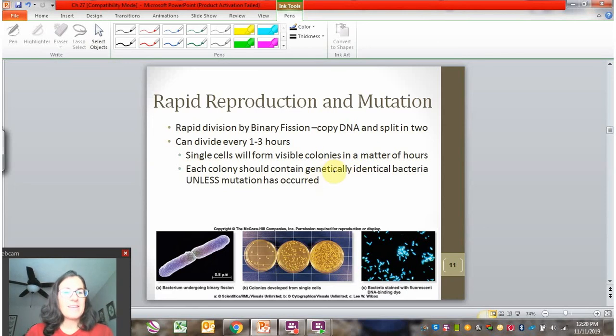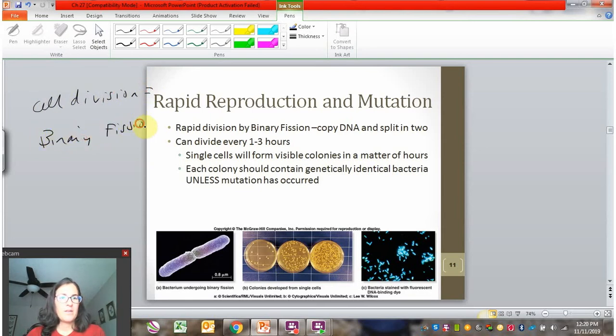Compared to organisms like us, bacteria reproduce very, very quickly. So they can go from one cell to two cells in just a matter of hours. This rapid cell division is through a process called binary fission. And so just want to remind you that in eukaryotes, cell division is called mitosis, but this is not mitosis, it's binary fission. It's the same basic idea.